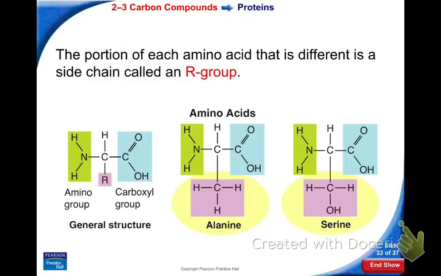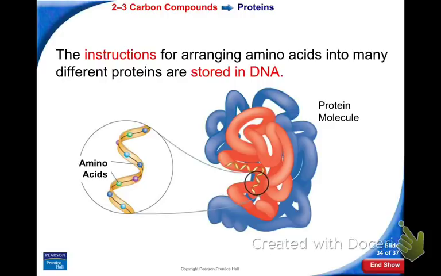So the difference between one amino acid and the next is this side chain, the R group. And the R group is what gives a protein its shape. How does a cell know what protein to make? Well, that information is actually stored in our DNA.